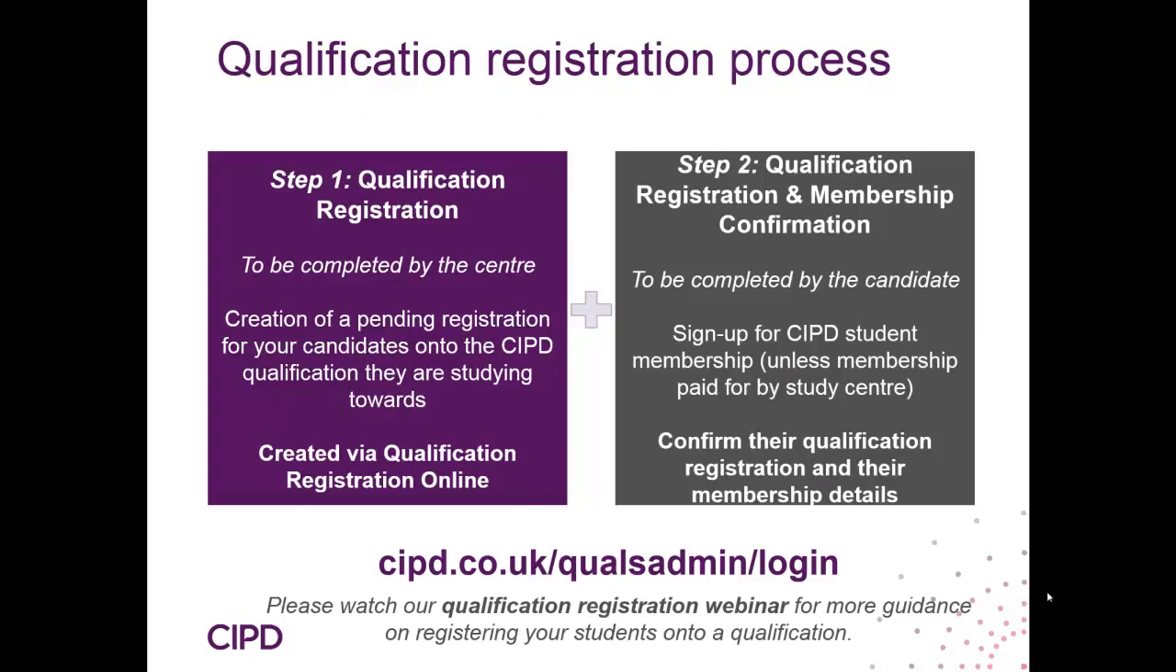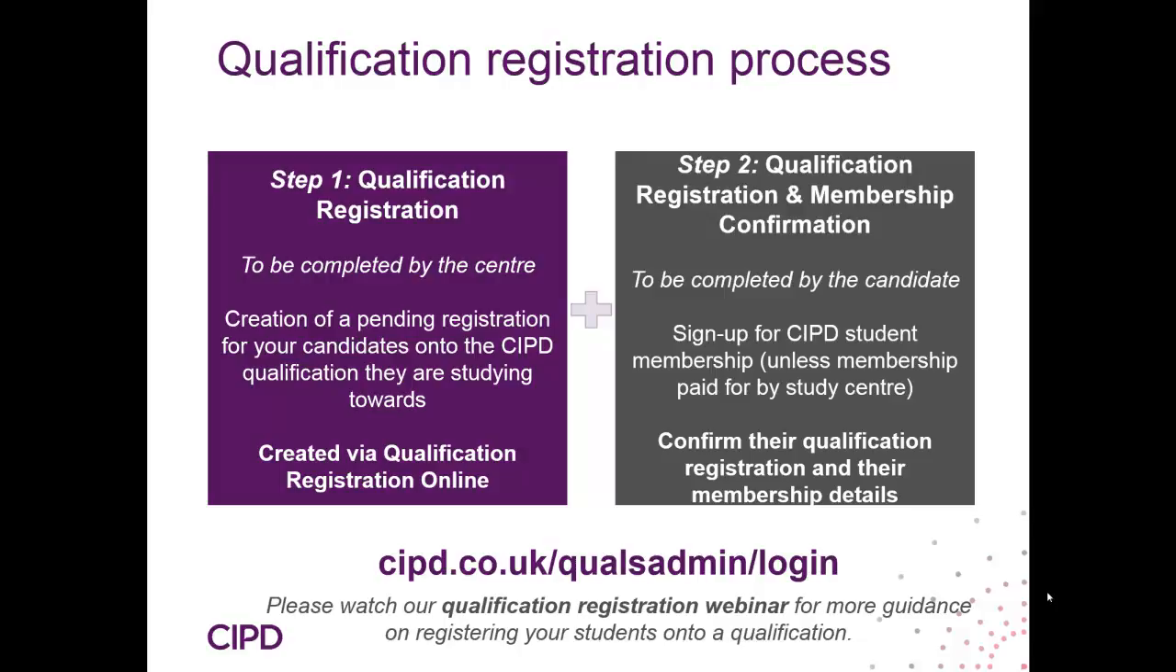You can find in-depth guidance on registering students on the Centre's extranet, but for the purpose of recording results, it's important to highlight that qualification registration is a two-step process. First, any candidate studying for a qualification must have a pending registration created by the Centre, using CIPD's qualification registration online system. This is the qualification which you will then need to submit student results in relation to. Once a candidate has had a pending registration created for them, they'll receive an automated email prompting them to join CIPD as a student member if they're not already in membership, and to confirm that their qualification registration details are correct.